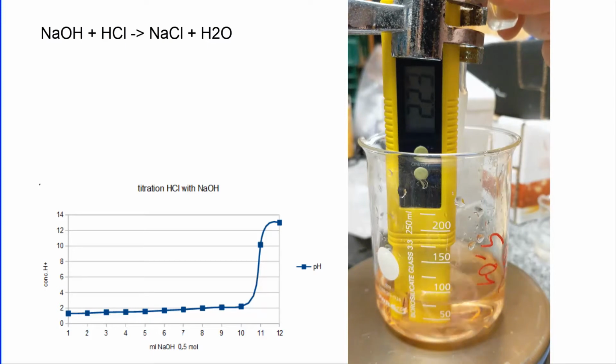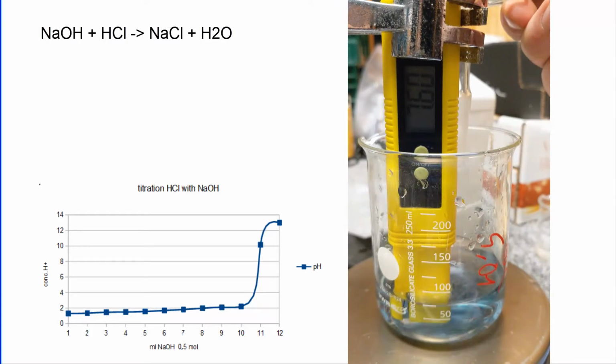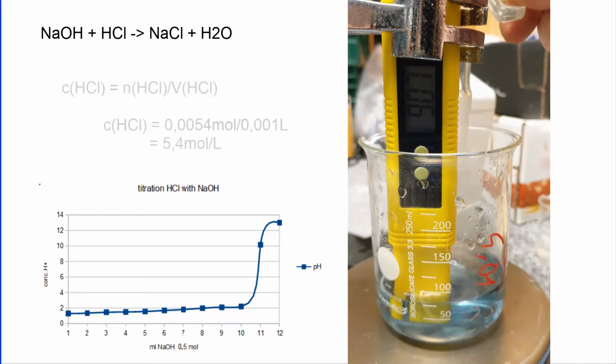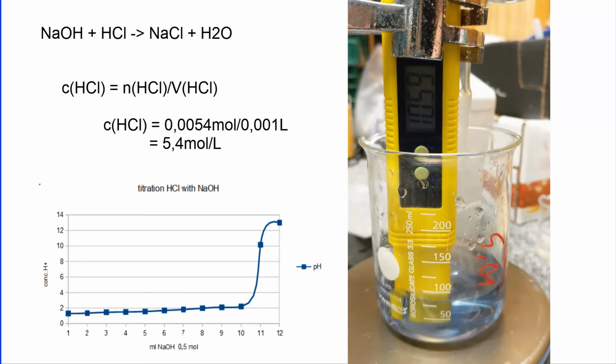To determine the concentration, let's take a look at the reaction equation. As this is a 1-to-1 ratio, at the equivalent point the amount of HCl equals the amount of sodium hydroxide. At a pH of 7 I used 10.8 mL of 0.5 molar sodium hydroxide solution. That means I used 5.4 millimoles of sodium hydroxide to neutralize the same amount of HCl. Dividing the amount of substance by the used volume, in this case I used 1 milliliter of HCl, the concentration can then easily be determined.